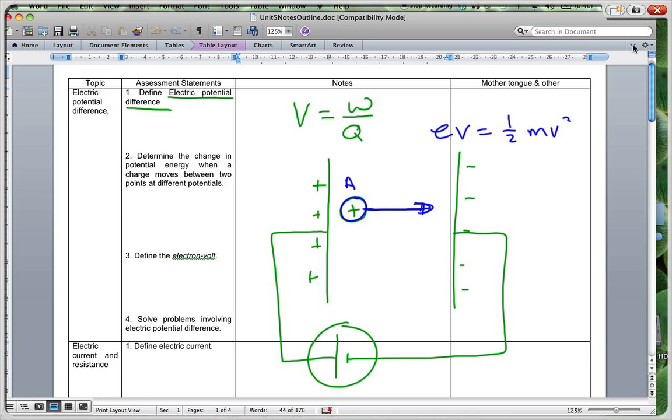Now this EV is coming from this formula over here, because W is equal to V times Q. So if we have just one positive charge here, that's the charge of an electron, but positive, then this VQ is V times E, and that gets transferred into kinetic energy. Are you okay with this formula and that formula? Because this W over here is energy, and that's equal to your potential difference, your voltage, times your charge.